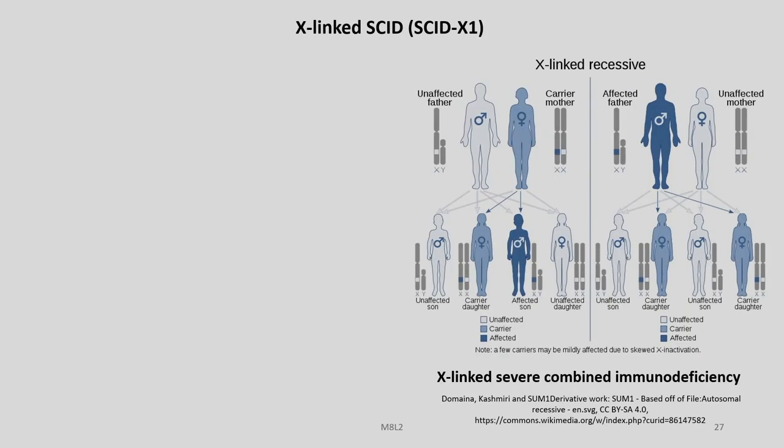So, here we see the X-linked recessive inheritance, which we have discussed earlier, when an unaffected father and a carrier mother are there.